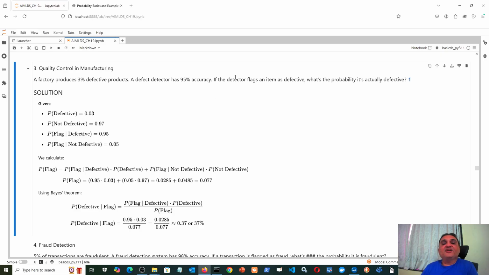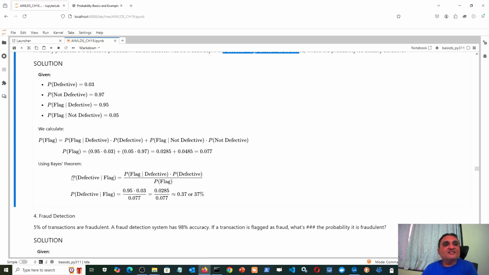If the detector flags an item as defective, that means the event of flagging as defective has already occurred. So in that case, what is the probability that it is actually defective? What is asked is the probability of being defective given that the flag is positive, or flagging has already occurred. This is what is asked of you: probability of defective given that flag has already occurred.